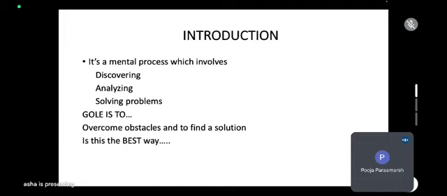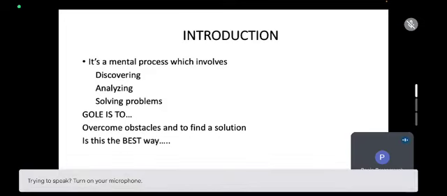Somebody was trying to tell something. I'm sorry, I missed out. Anybody wants to try how to take out the coin?